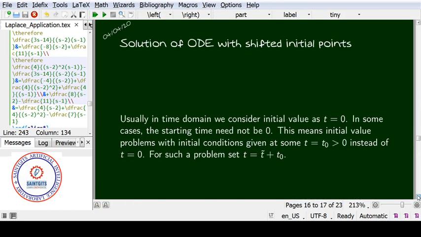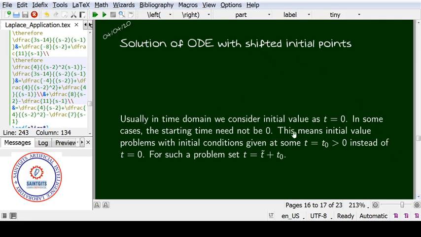Next idea is solution of ODE with shifted initial points. Actually, in time domain, we start the stopwatch from 0th state. So initial value of time is always 0. But in some situation we cannot take the initial measurement. In that situation we are forced to measure the values of y and y dash etc. at a particular time which is not 0. That is, initial timing need not be 0 in all cases. Such situations can be solved with the help of a Laplace transform.